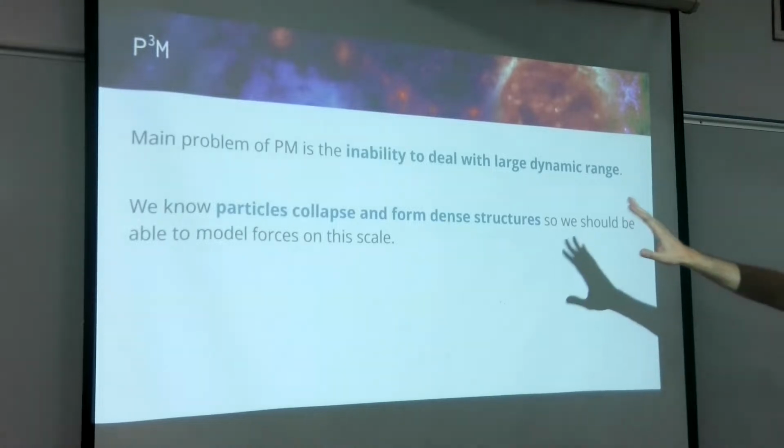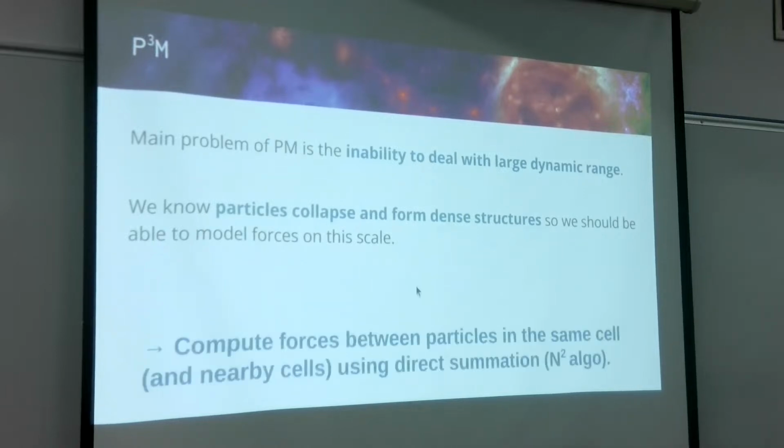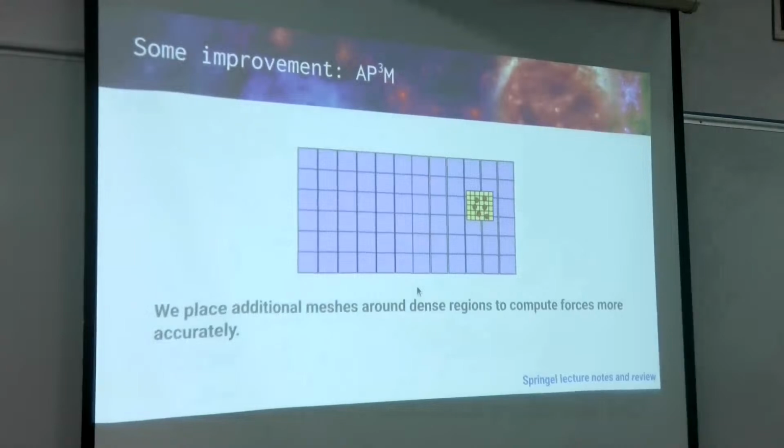Okay, so the main reason is that the PM couldn't deal with a large range, it couldn't deal with collapse. Particles collapsing from densities should be able to model the force on these scales. So what do we do? As I mentioned, we compute the force between particles in the same cell using direct summation. So we do this n squared thing, but with a smaller n, because it's for each region independently.